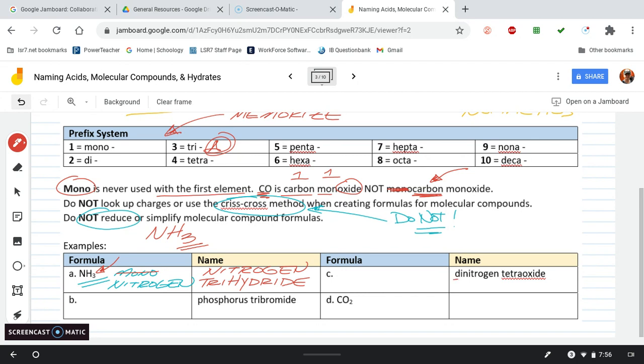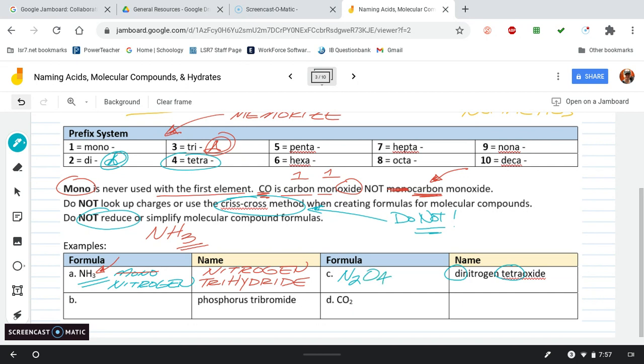So let's go over to C. We have dinitrogen, and we have tetraoxide. Okay, so those are the things that are important. It's the di and the tetra. Okay, so dinitrogen means 2 nitrogens. So di means 2, right here, up here in your chart. So you're going to go N2, 2 nitrogens, and then tetraoxide. Tetra is 4, so you're going to go O4. So I'm going to leave it just like that.